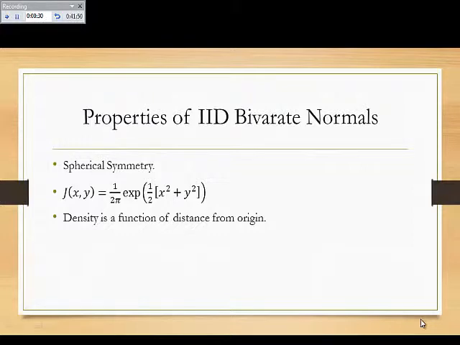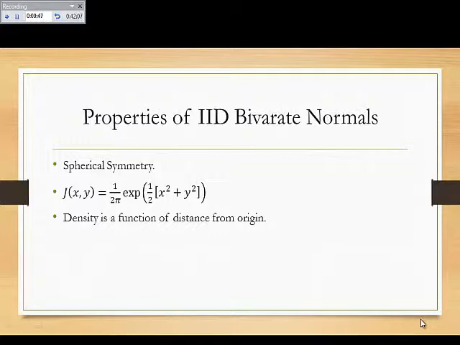In general, in the n-dimensional case, the factor that you have is 1 over 2 pi to the n over 2, where n is the dimensionality of the normal distribution. So in the case of 2 dimensions, it's 2 over 2 and it becomes 1.